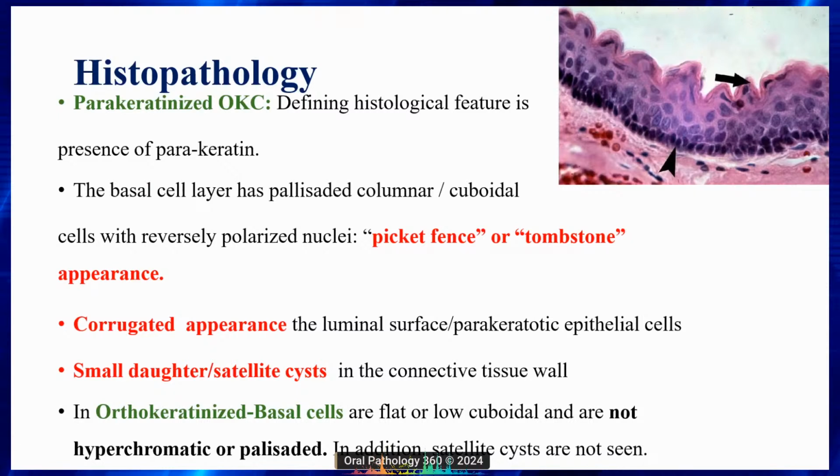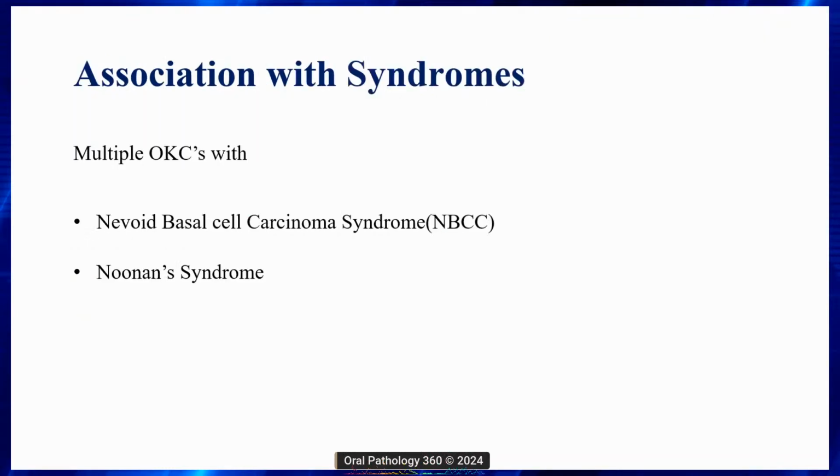In the orthokeratinized variant, the basal cells are flat or low cuboidal and are not hyperchromatic or palisaded. In addition, satellite cysts are also not present.